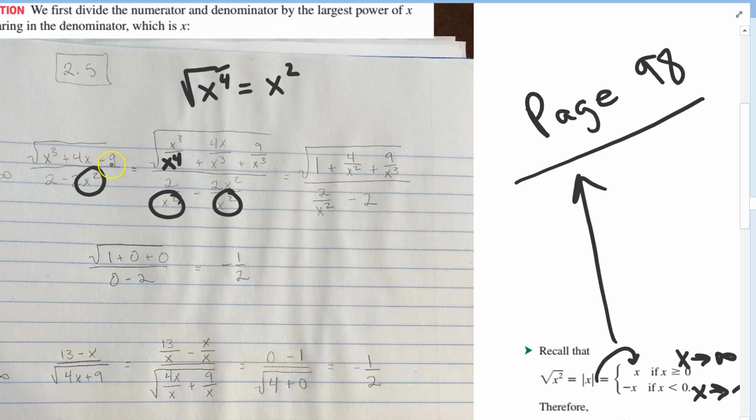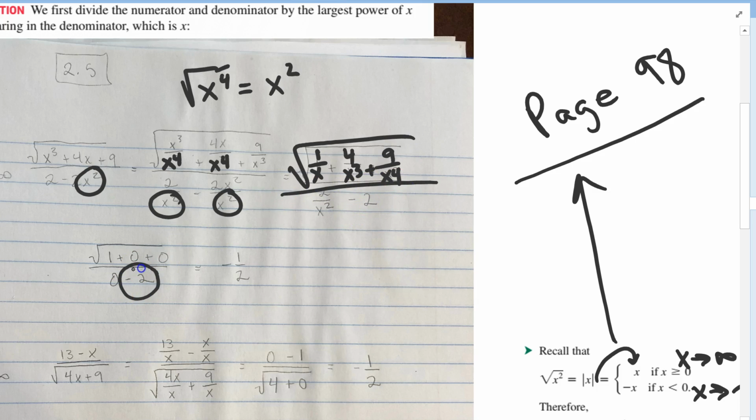So this would actually be 1 over x, and then this would be 4 over x cubed, and then this would be 9 over x to the 4th, all under the square root. And then the denominator, you did that great. So you got this minus 2 here, but this would actually be 0 over minus 2, which would be going to 0.